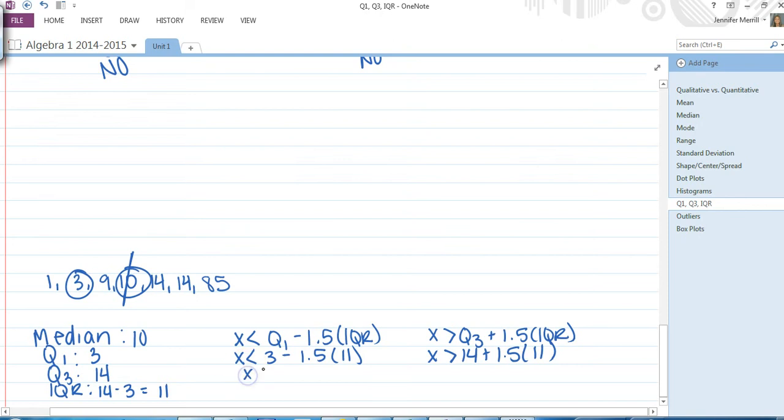So I have x is less than 3 minus 16.5, which is x is less than negative 13.5. So there are no outliers on the low end. If I look at the high end, I'm going to have x is greater than 14 plus 16.5, which is 30.5. So any number that is greater than 30.5. In this case, yes, we do have an outlier, and that outlier is 85.